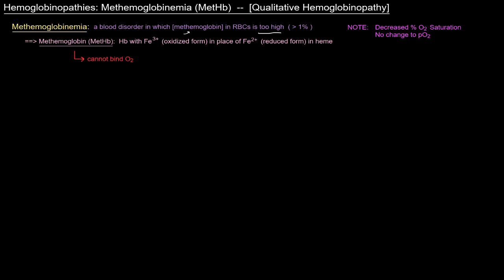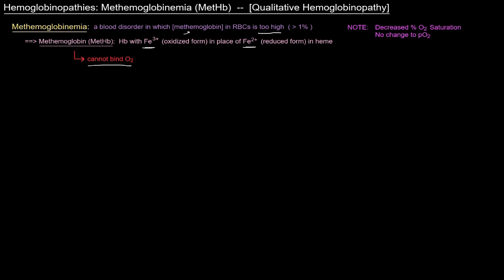So what's methemoglobin? What is this stuff? Well, if you recall, I mentioned it earlier in the series when I talked about iron 3 plus. Methemoglobin, or MetHb, is hemoglobin with the oxidized form of iron in place of the reduced form. So if there's Fe3+, the oxidized form, in place of Fe2+ in heme, that hemoglobin is called methemoglobin, and that's important because it cannot bind oxygen.